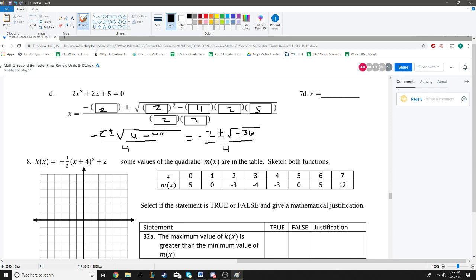Since there's a negative, that means it's going to have an i in it. So this is negative 2 plus or minus 6i, because the square root of 36 is 6, all divided by 4. Notice how every number here is divisible by 2. We can reduce this. So this is negative 1 plus or minus 3i all over 2.